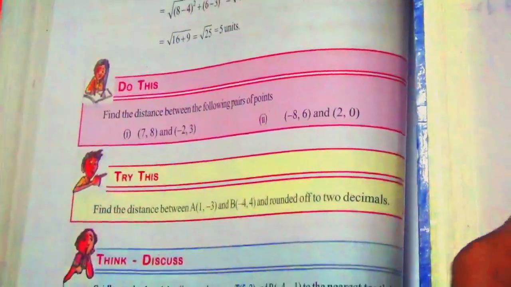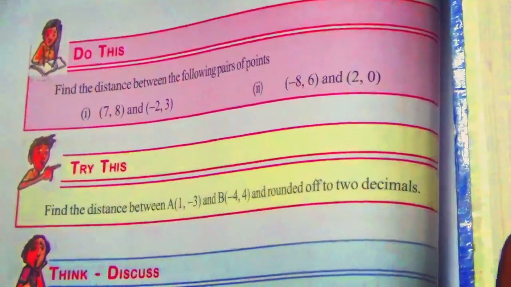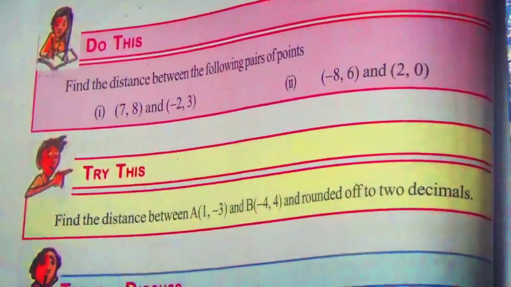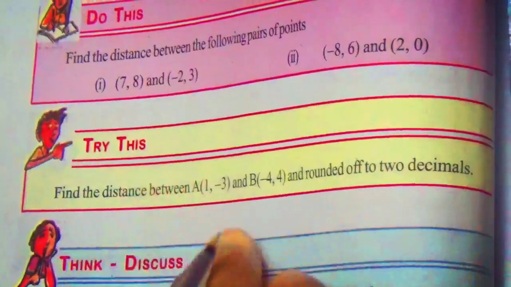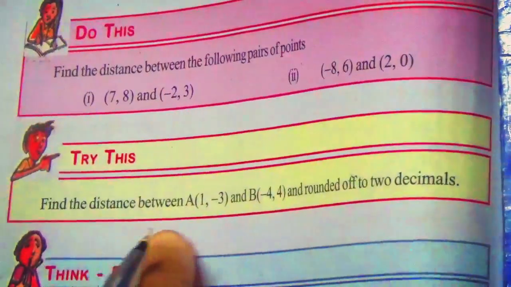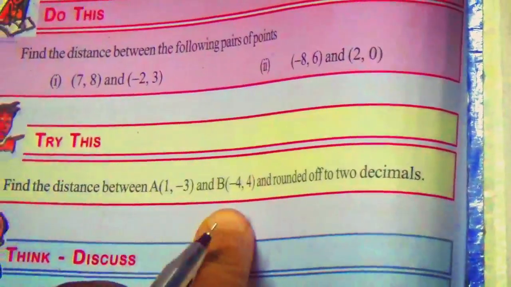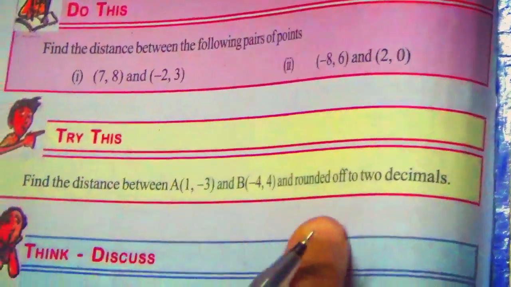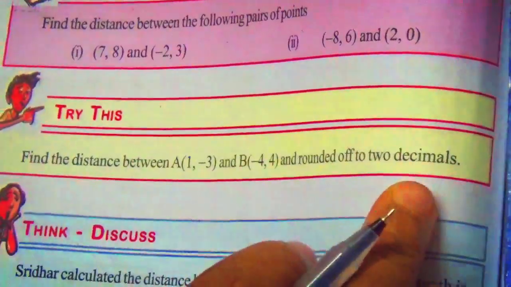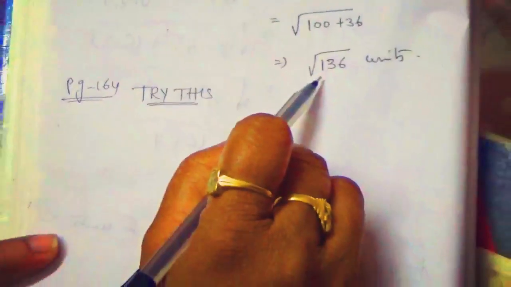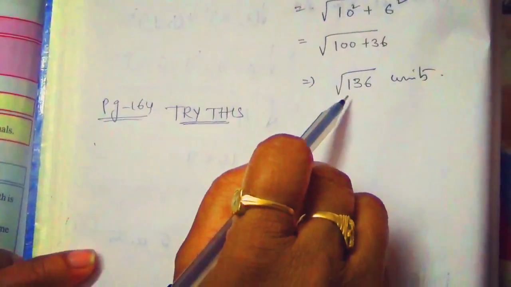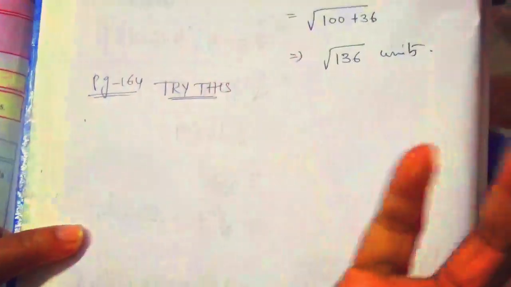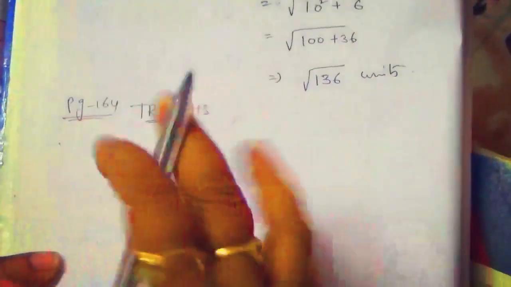Now try this in the same page number 164. Here only one sum is given, that is, find the distance between A(1, -3) and B(-4, 4), rounded off to two decimals. Rounded off means in the root we shouldn't keep the number like this. We have to make this number into decimals.